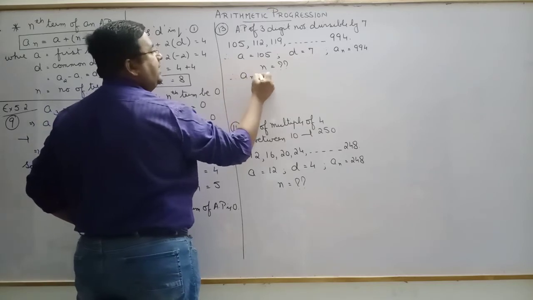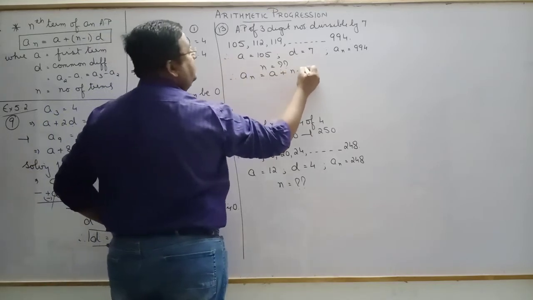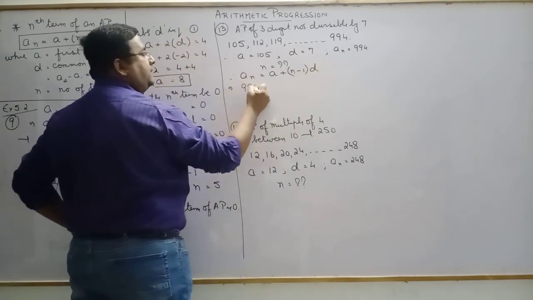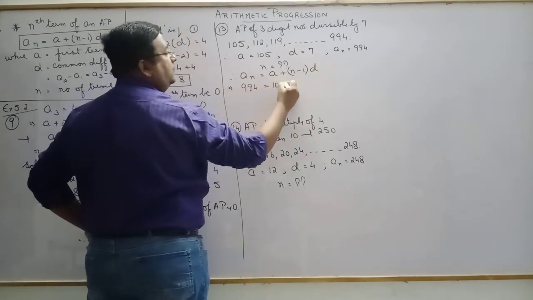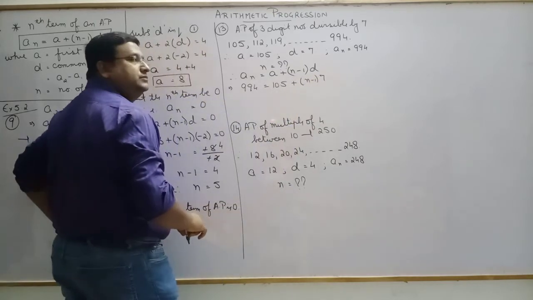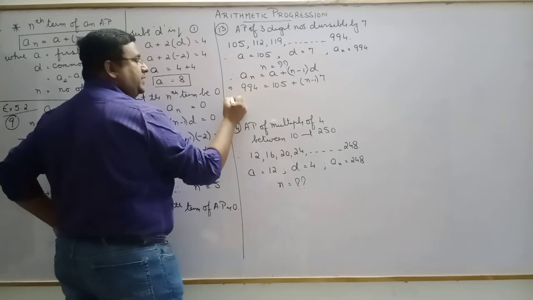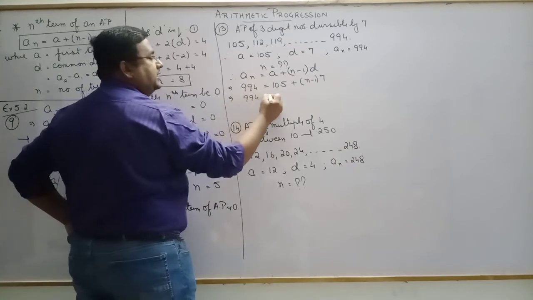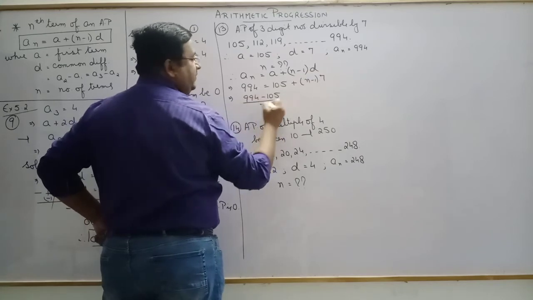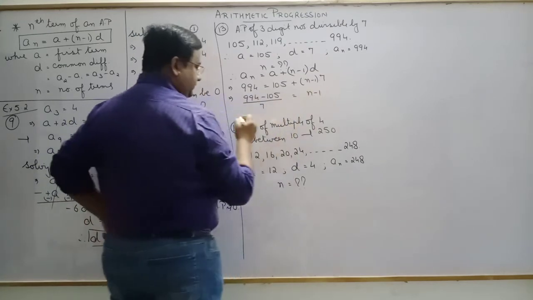So therefore, AN is equal to A plus N minus 1 into D. AN 994, A 105 plus N minus 1 multiplied by 7. Simple. Plus 105 comes over here. So 994 minus 105. 7 is in multiplication, goes to division, is equal to N minus 1.